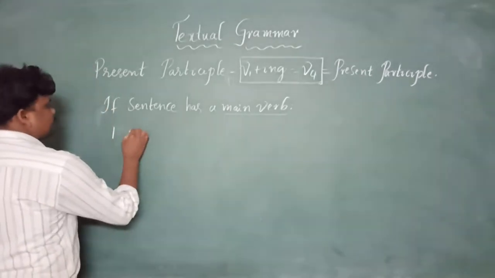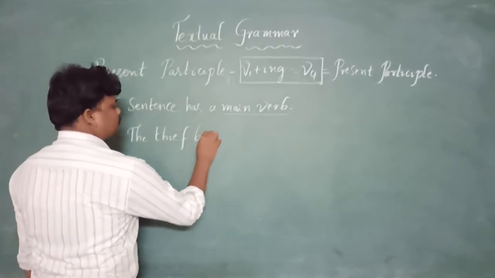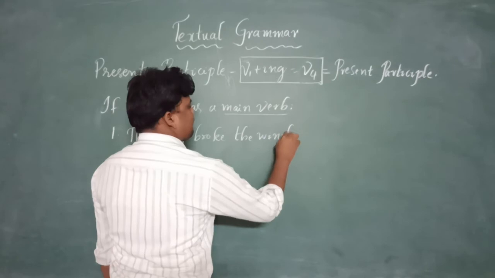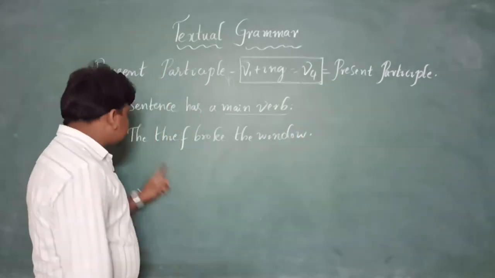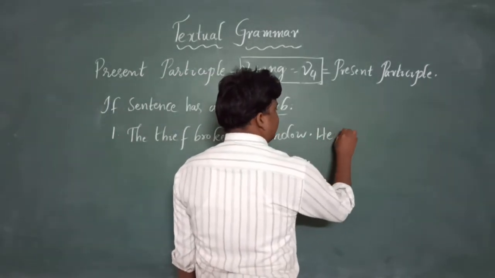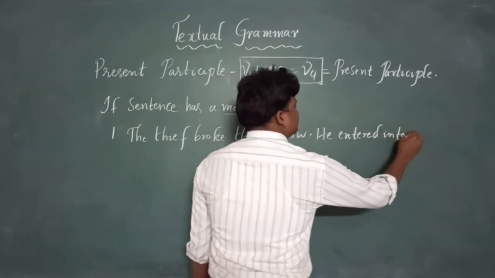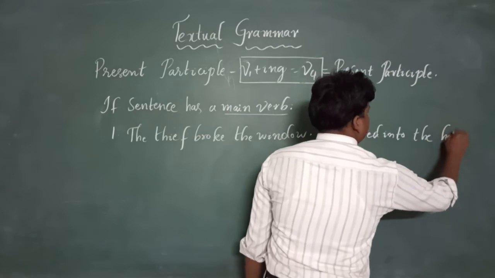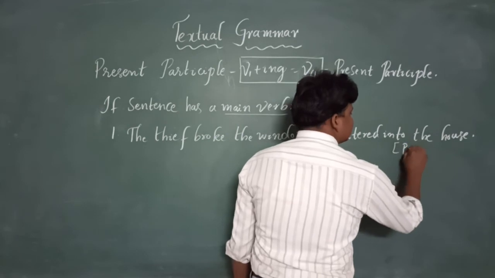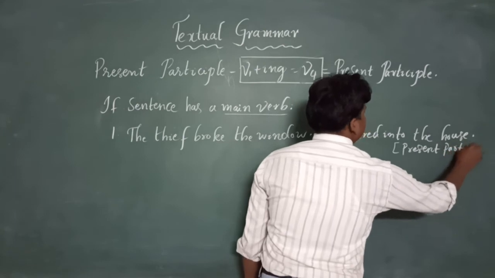The thief broke the window. He entered into the house. Two sentences are there, and these two sentences need to be combined with the present participle.